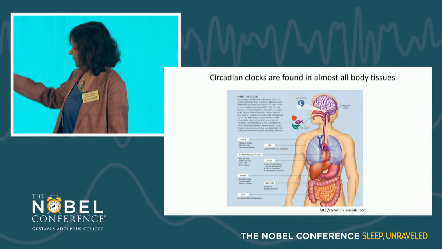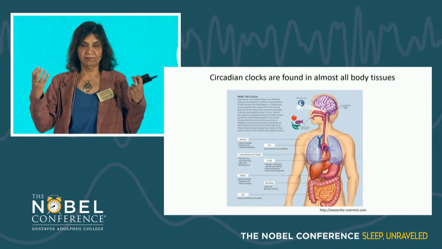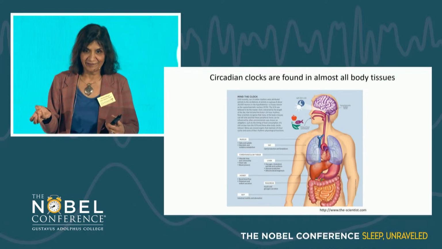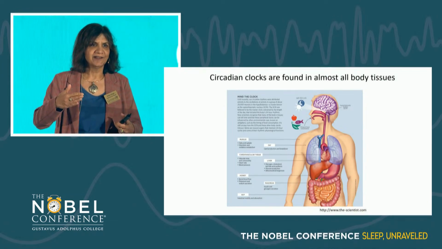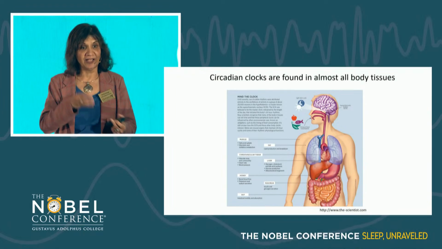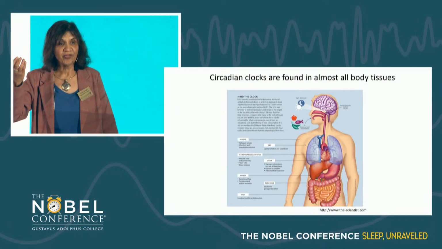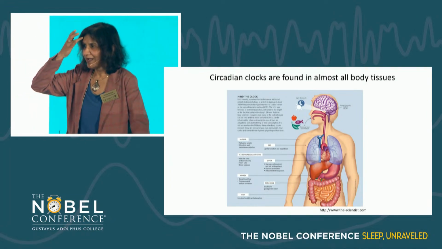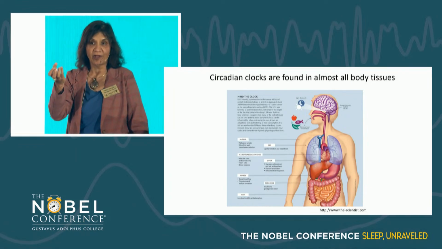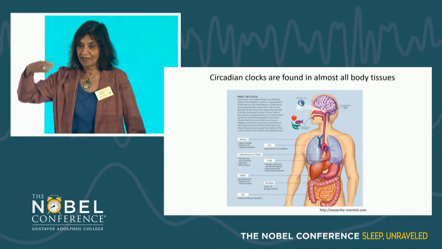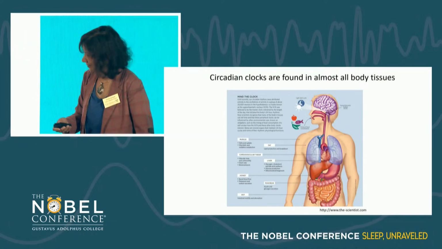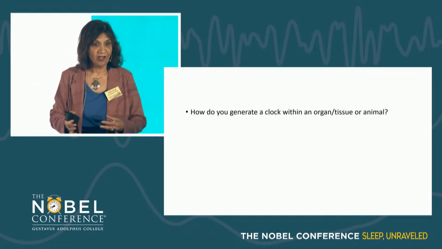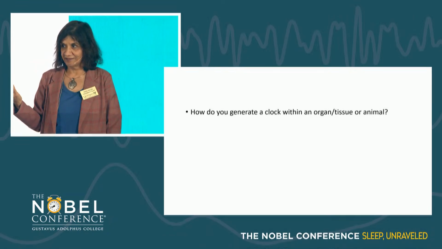Now, we knew that all these tissues contain clocks only after we figured out what the clock was, right? Because before that, before we had any idea of the molecular nature of a clock, people thought that there must be a clock in the brain that just drives everything. And it was only after the molecular basis of the clock was found that we realized that these clocks are really everywhere. So the question then was, how do you generate a clock? What is the molecular basis of the clock?